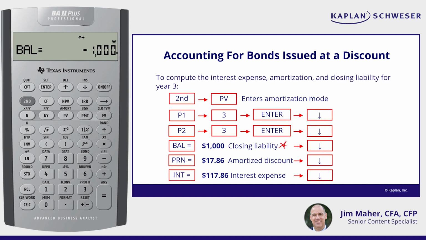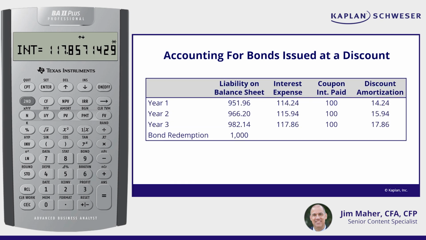So our closing liability is our $1,000 of the bond value at maturity, and then our principal we paid that year was $17.86, our amortized discount, and then our interest expense was $117.86, say round it up.